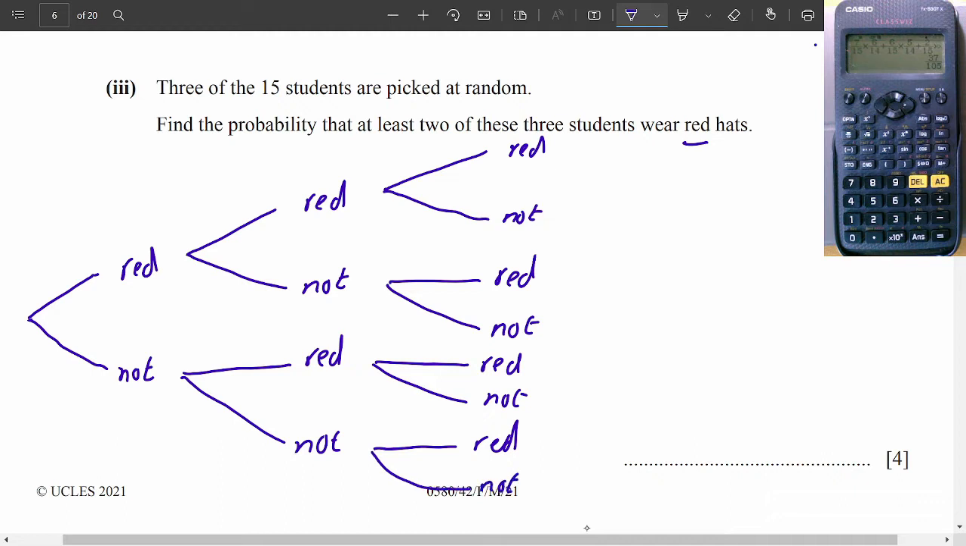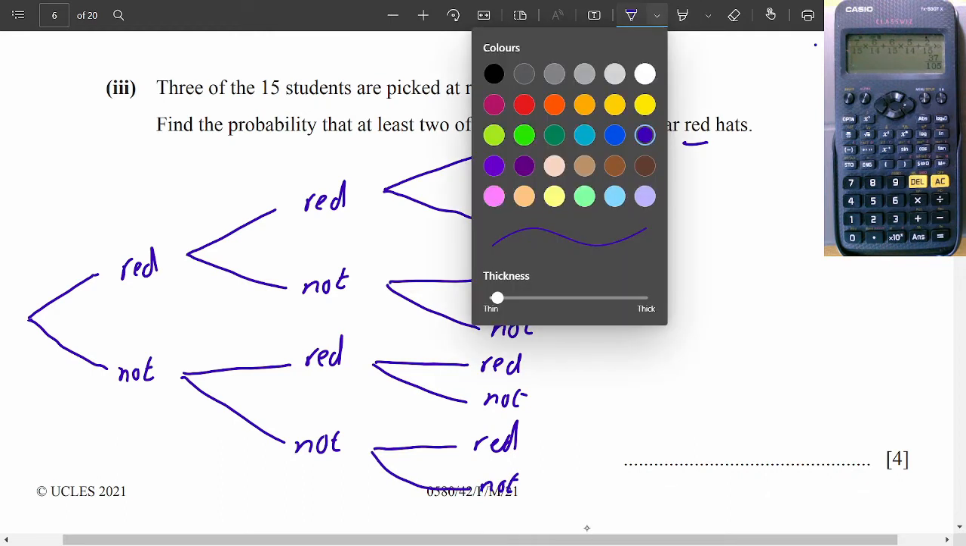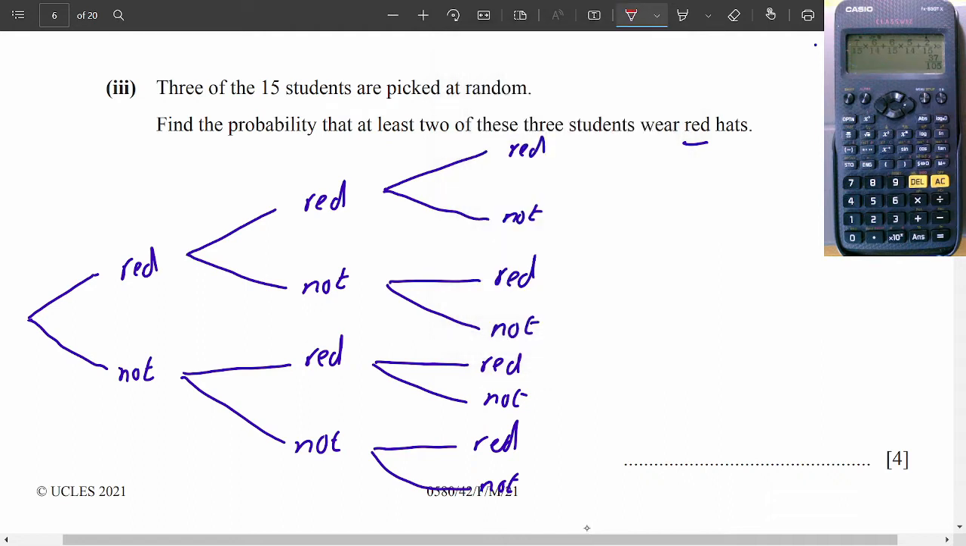Now let's put in these probabilities. We stay focused, we can get this right. Picking a student with a red hat is 7 out of 15.